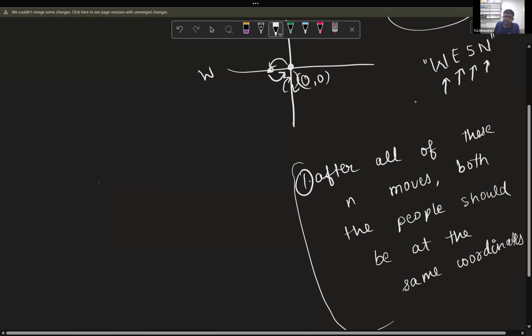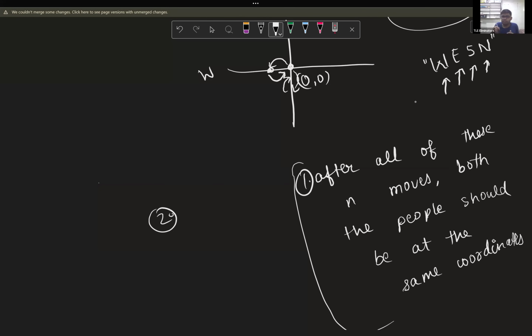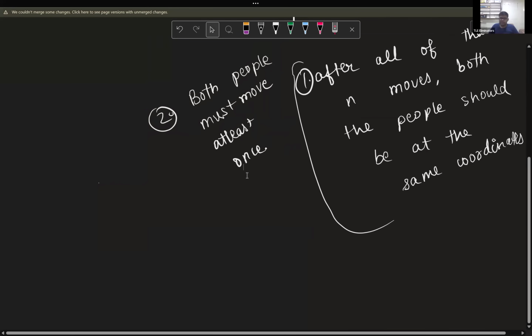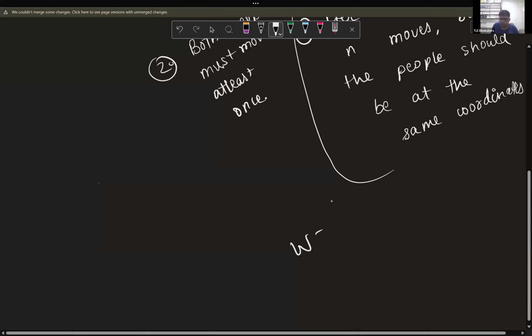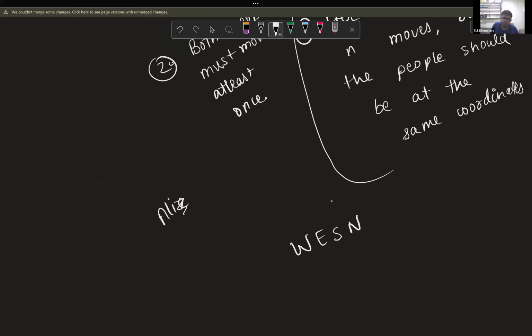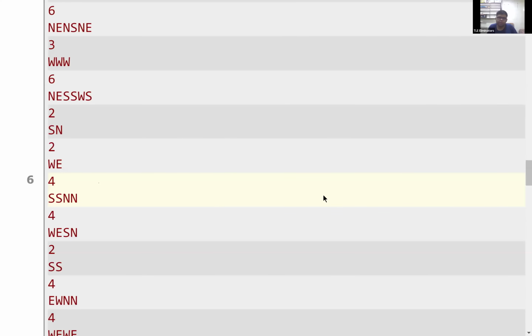And there is one more condition: both of the players must move at least once. Both people must move at least once. Okay, so these are the two conditions. Right now we talked about Alice and Bob for WESN. The problem statement given actually had something like rover and helicopter.